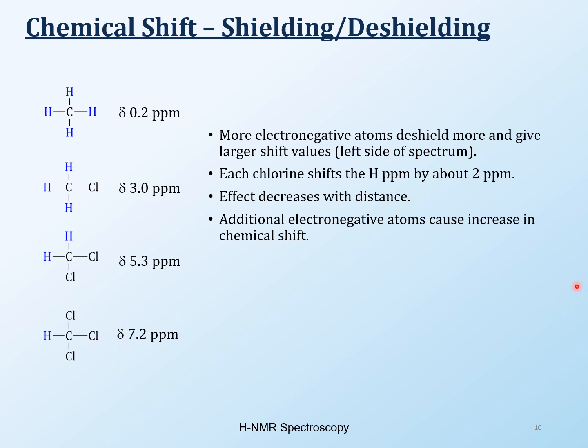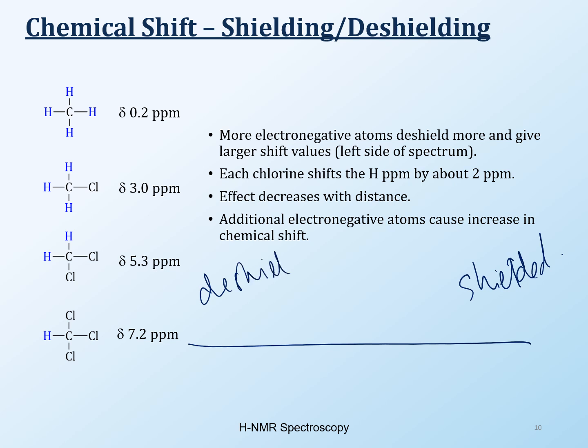Again, let me remind you, if you have a scale like this, this is the shielded region, and I'm writing it again because we talk about this all the time. This is the de-shielded region. This is upfield. This is a new term for you. This is downfield. When we say a signal is appearing downfield, we mean more towards the left.